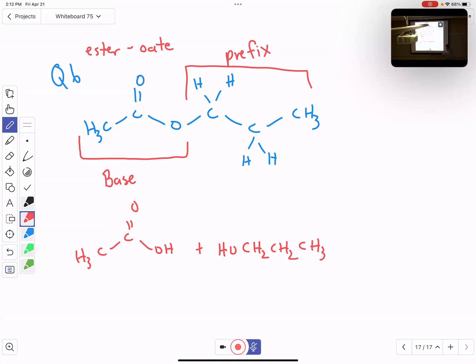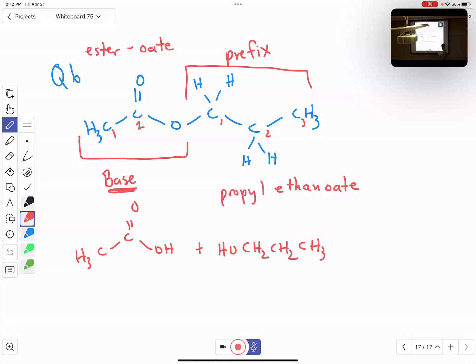So I've got a 2 carbon, right? 1, 2, a 2 carbon group. That would be ethyl, right? Or ethane. We drop the E and add OATE. So ethanoate is the base name. And then the prefix is going to come before that. The prefix, I've got 1, 2, 3 carbons in the prefix, right? 1, 2, 3. So 3 carbons as a group, right?